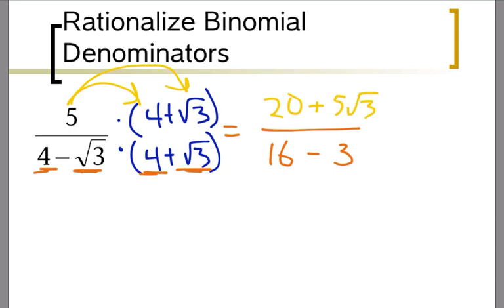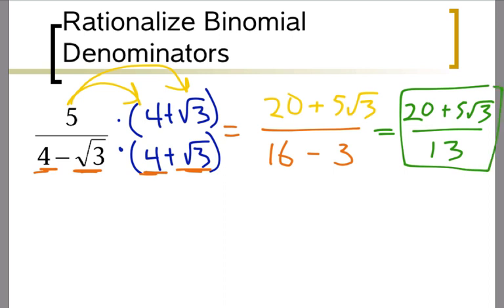Now you go ahead and simplify. The top doesn't do anything, it's just 20 plus 5 root 3. At the bottom, we need to subtract, and I get my 13. Now again, this one is not a Dorito problem. It doesn't simplify at all, but you might see some of that in your homework.